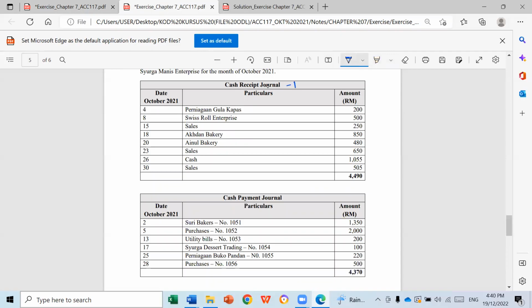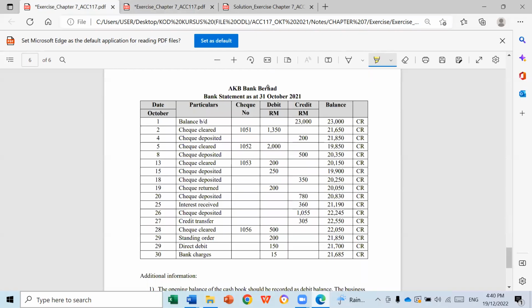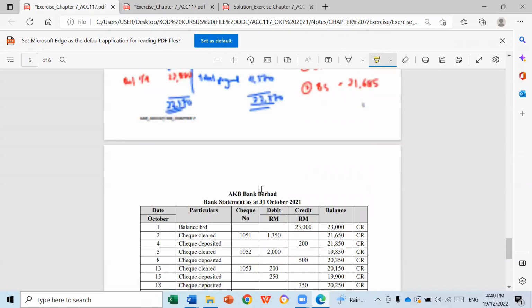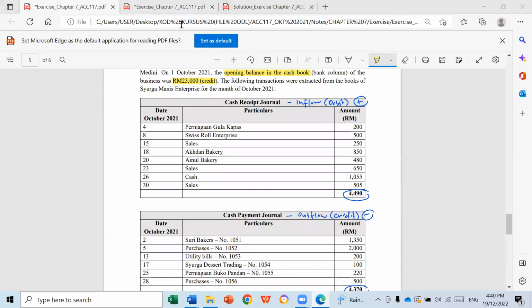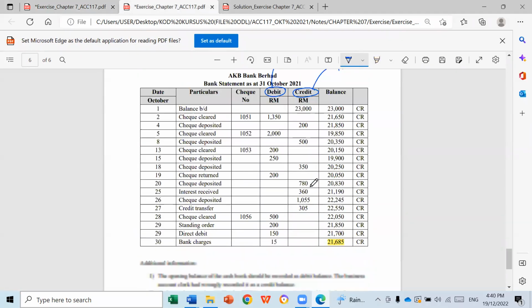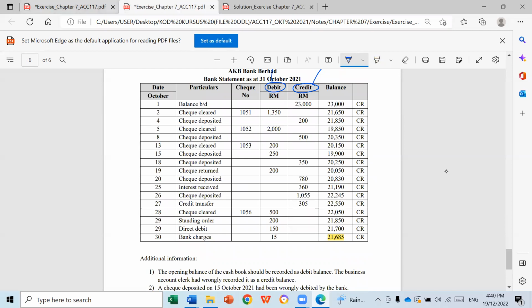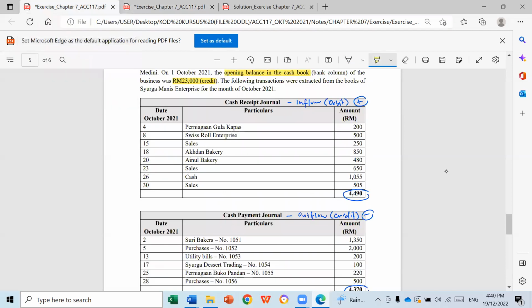Okay, this represents the inflow or the debit side of the cash book, while the cash payment refers to the outflow, which is represented by the credit side of the cash book. So we are going to match this cash receipt journal with the transactions in the bank statement. The transactions in the bank statement that we are referring to are on the credit side, right? So the first thing is we are going to match the balance.